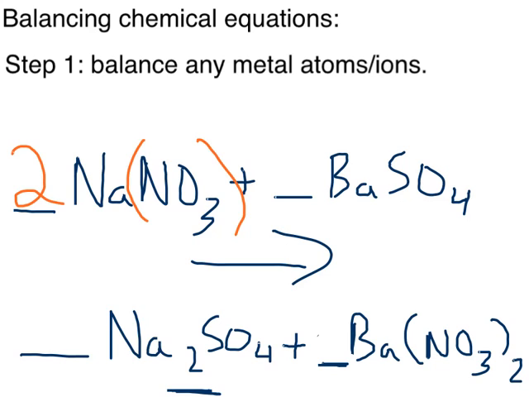So I have to be aware of that for later on, because any number out front gets multiplied all the way through, just like in math. Alright, so there's my sodiums. I have two sodiums on each side. My other metal is barium. I've got 1 there and 1 there, so that's good. So there's step 1.